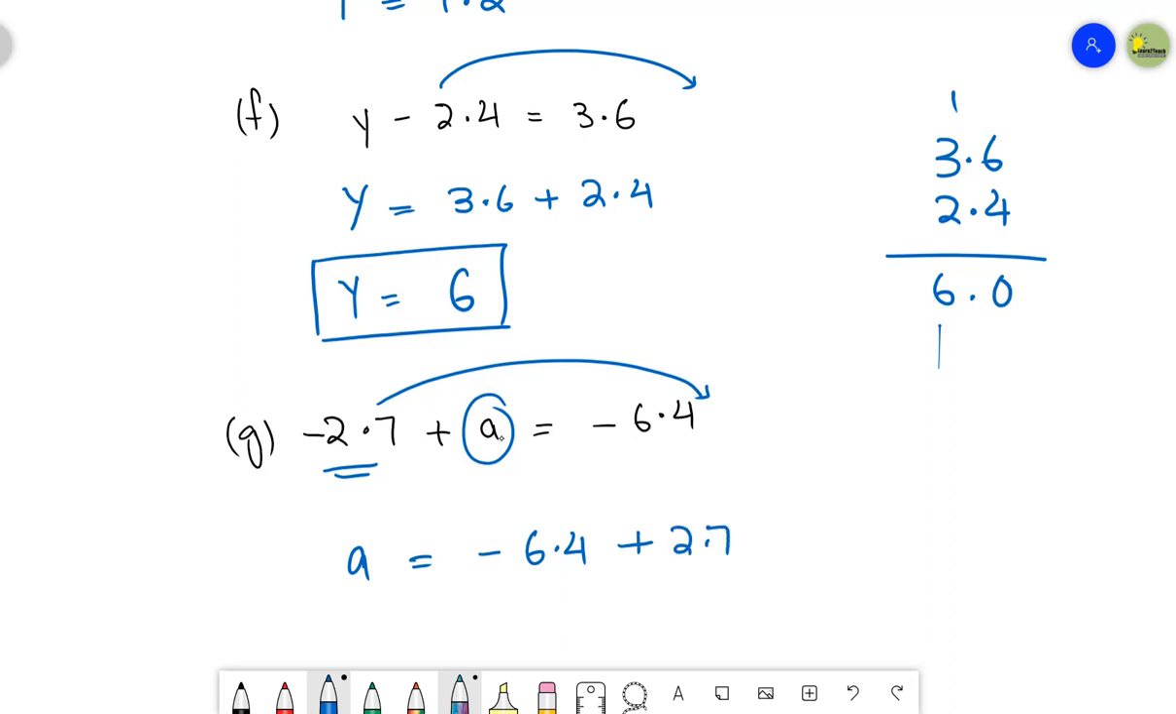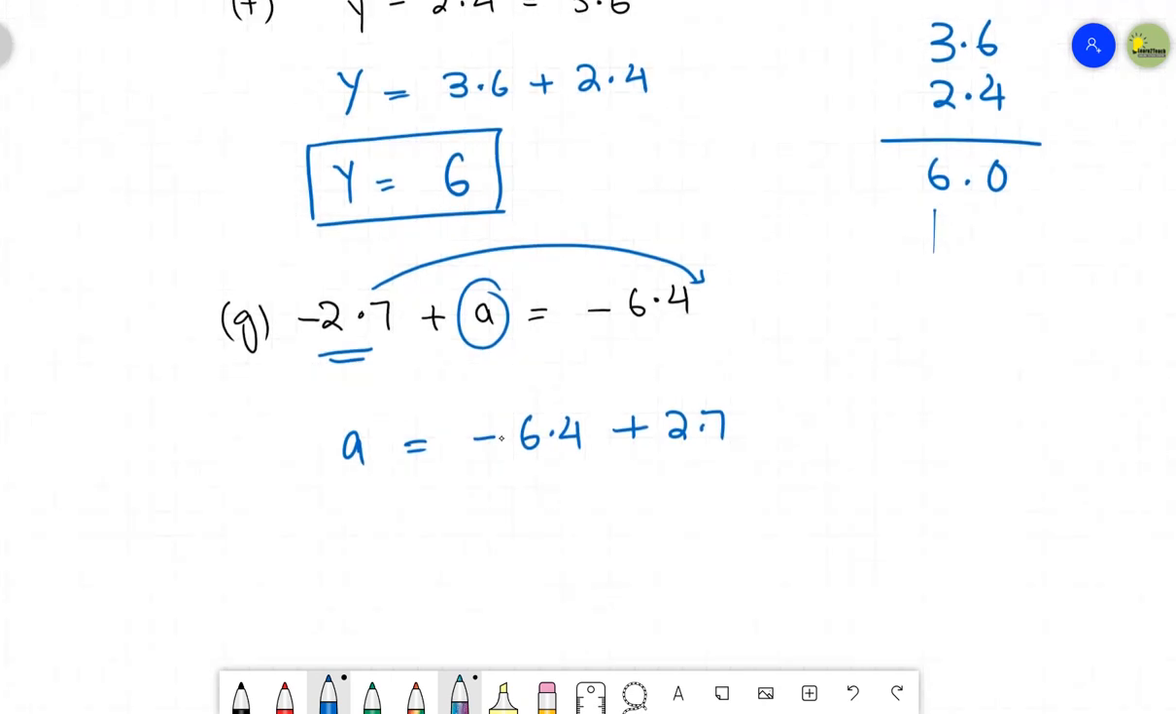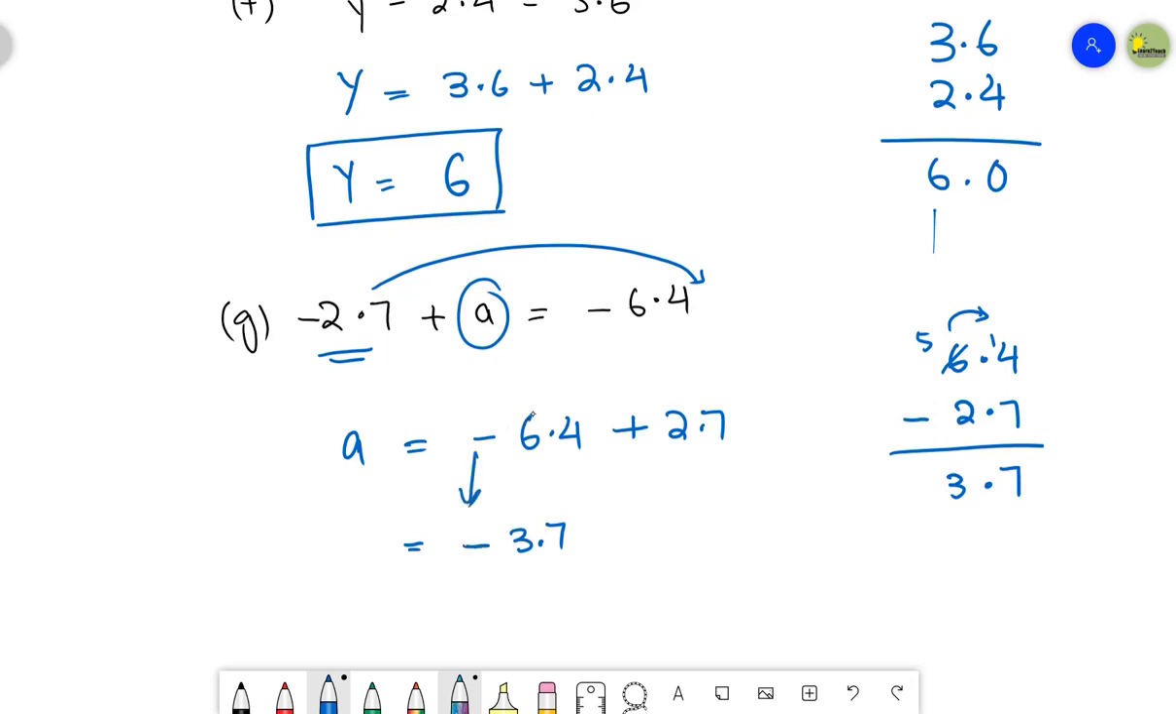This number will be shifted to the other side. Now both the values have opposite signs, minus and plus. You will subtract these two values. So 4 minus 7, we cannot do 4 minus 7. We will take carry 1. 14 minus 7 is 7. Now you have 5 here. So 5 minus 2 will give you 3. So it is 3.7. And since the minus sign is with the greater value, you will write minus with your answer. So the value of A that you have calculated is minus 3.7.